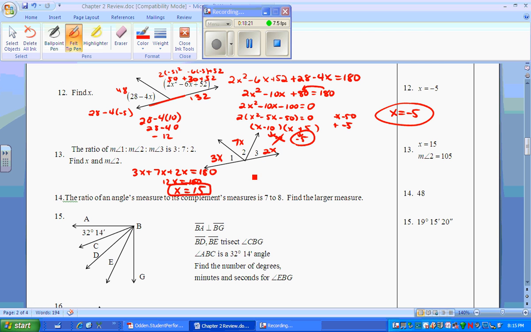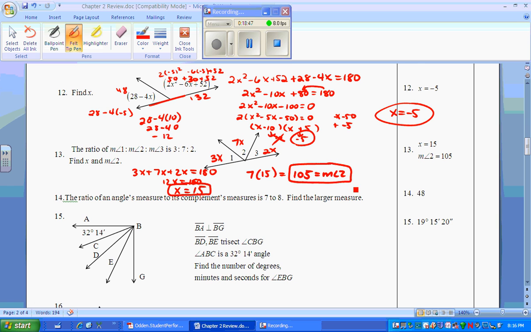Got x. Now we want the measure of angle 2. So that's 7 times 15, which equals 105, which equals the measure of angle 2. Number 14, the ratio of the angle's measure to its complement's measure is 7 to 8.